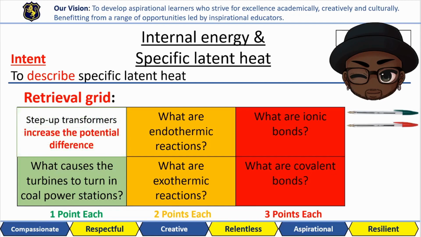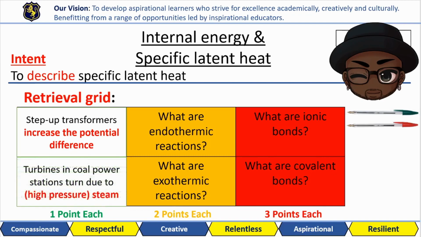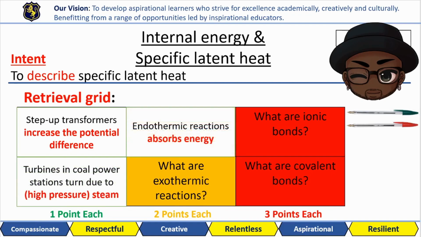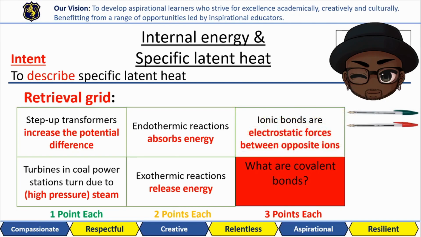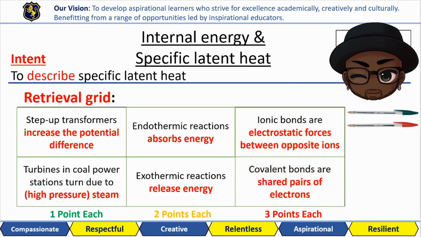Step-up transformers increase the potential difference across transmission cables. This reduces the energy wasted. Turbines in coal power stations turn due to high pressure steam. Endothermic reactions absorb energy. Exothermic reactions release energy. Ionic bonds are electrostatic forces between oppositely charged ions. Covalent bonds are shared pairs of electrons.